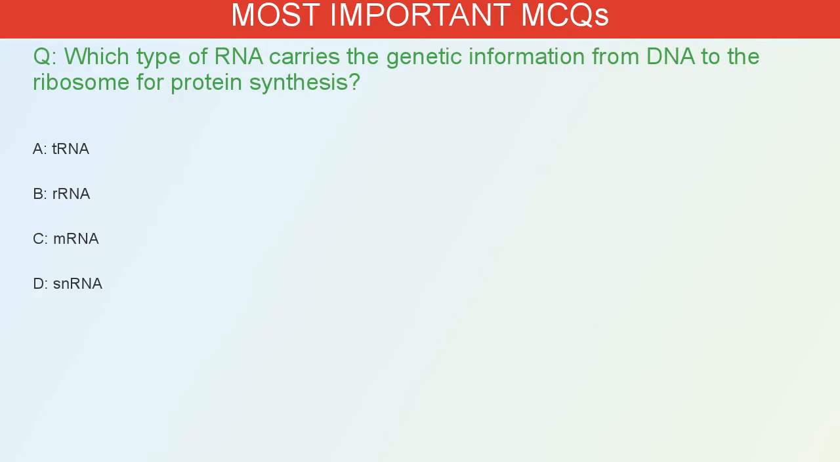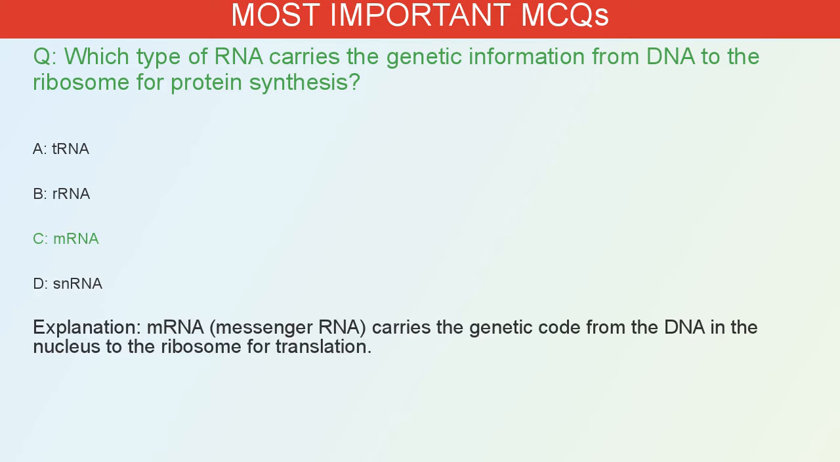Which type of RNA carries the genetic information from DNA to the ribosome for protein synthesis? A. tRNA. B. rRNA. C. mRNA. D. snRNA. The correct answer is C. mRNA, messenger RNA, carries the genetic code from the DNA in the nucleus to the ribosome for translation.